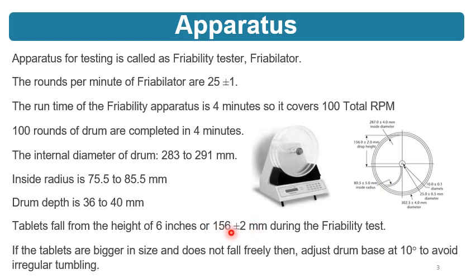154 to 158. If the tablets are bigger in size and do not fall freely, then adjust the drum base at 10 degree to avoid irregular tumbling. So here the base is given and it is tilted through an angle of 10 degree so that the tumbling can be proper. Sometimes you may observe that some tablets interlock in this area and they don't fall freely. So if these tablets don't fall freely, then there will be variability in the friability.